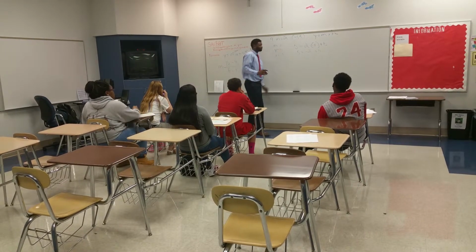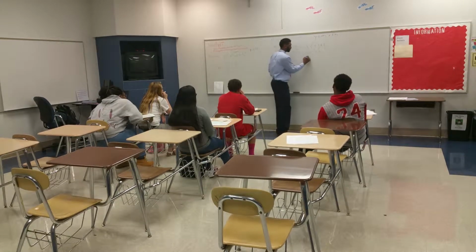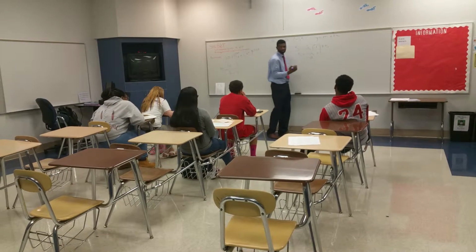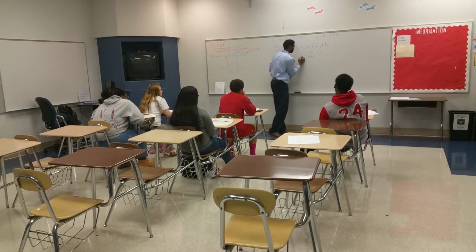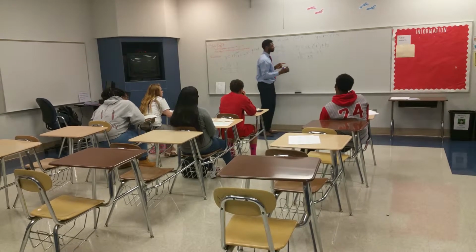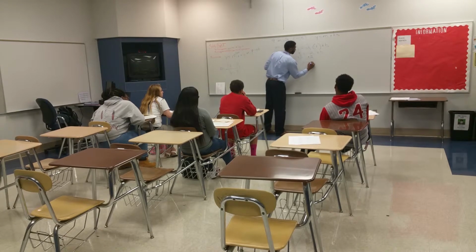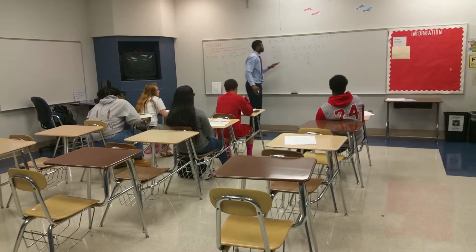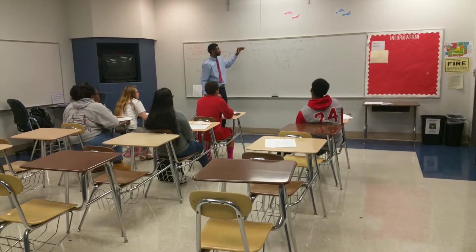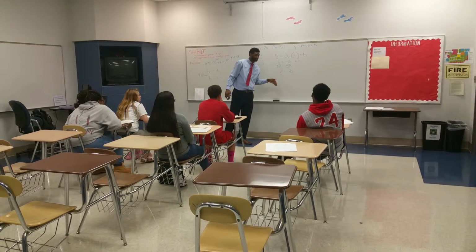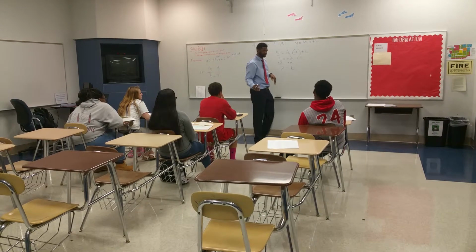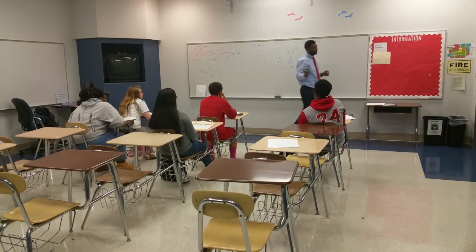Add 2. Add 2? Why? Can I subtract? No. Why not? It won't cancel. So I add 2 to both sides. 5 plus 2 is 7. Good. So, my slope is what? And my y-intercept is what? 7. Yeah, my y-intercept is 7.